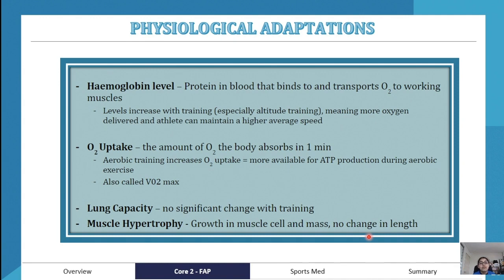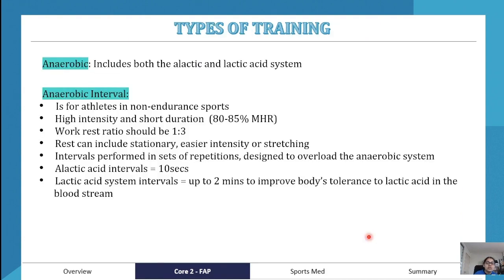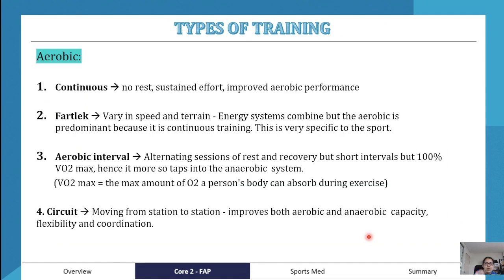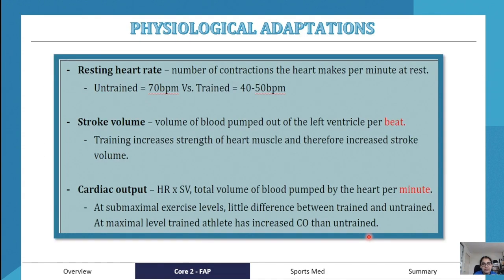The oxygen uptake refers to the amount of oxygen the body absorbs in 1 minute. So generally, aerobic training increases your oxygen uptake, which means that there's more available for ATP production during the aerobic training. And oxygen uptake is also called VO2 max. So we looked at VO2 max when we talked earlier about aerobic interval training, and how, because it predominantly challenges and overloads the aerobic system, it increases the VO2 max.